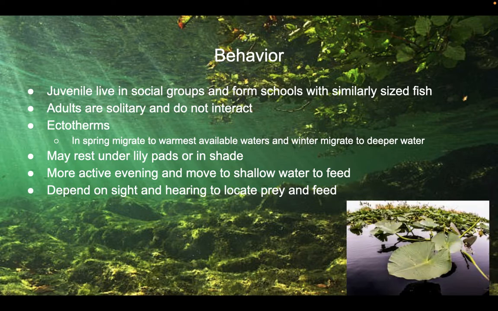They may also rest under lily pads or in shade, so I put a picture of some lily pads. They tend to be more active in the evening and move to shallow water to feed. For their hunting, they depend on sight and hearing to locate their prey and feed on them.